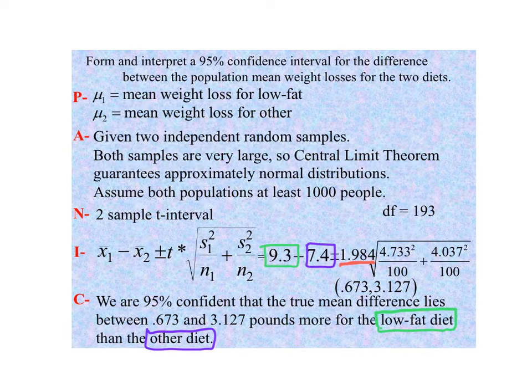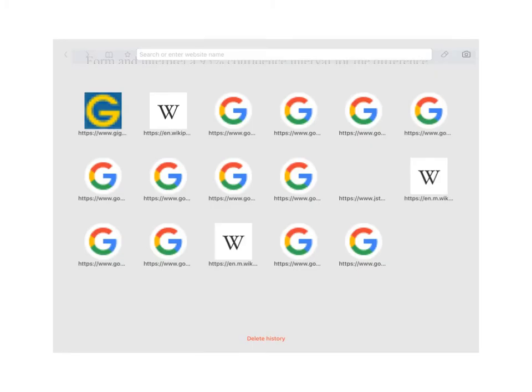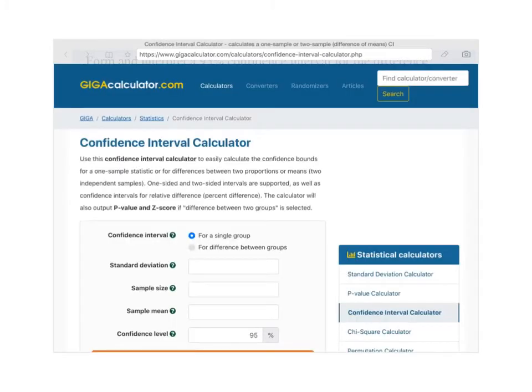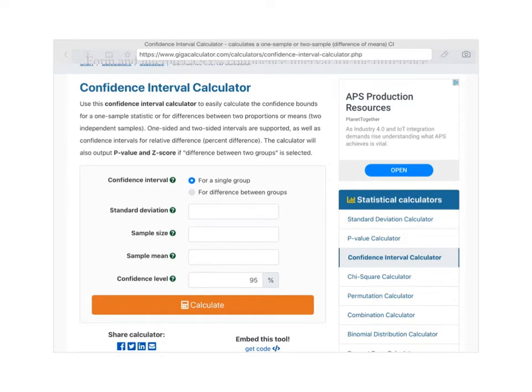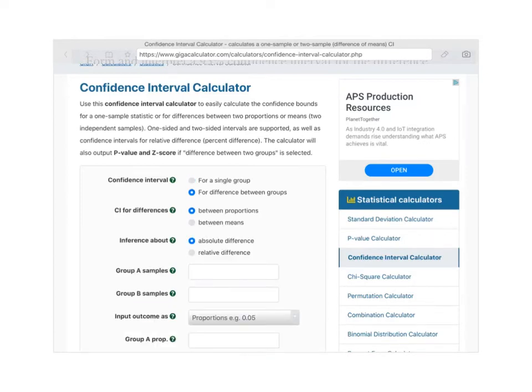All right, the next thing I want to talk about is the website that I'm going to share with you guys. So let me pull up a browser here. Let me go to that website. All right, so this is a website that I found that calculates the confidence interval for 1 or 2 samples. For this case, we're not working with a single group, we're working with 2. So I'm going to click that bubble there that says for difference between 2 groups, right?